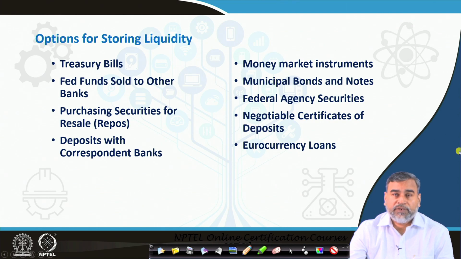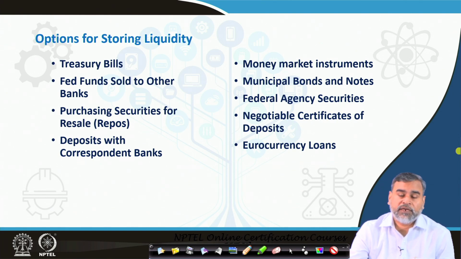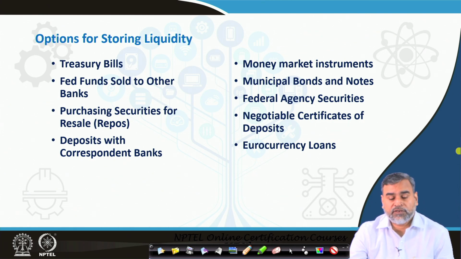What are the different options which are available? We have treasury bills, federal funds or government funds sold to other banks, repos, and deposits with other banks. There are many other money market instruments like borrowings in the call money market, the CBLO market, the term money market, etc.